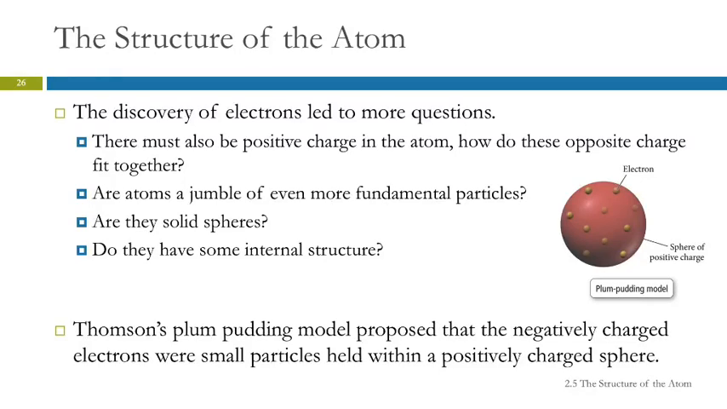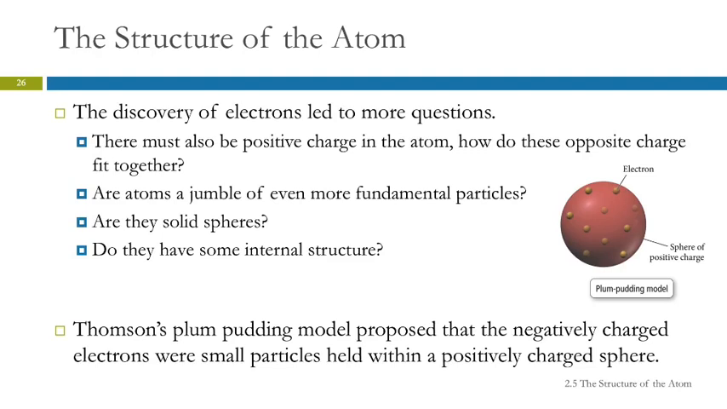So electrons are present in atoms, and that led to a lot of other questions. Well, if there's negative electrons inside these atoms and the atoms are neutral, there must be something positive in there to balance the charge. What are those positively charged things, and how are these little particles arranged? Is it a jumble? Are there more particles? Are they solid spheres? What are they?